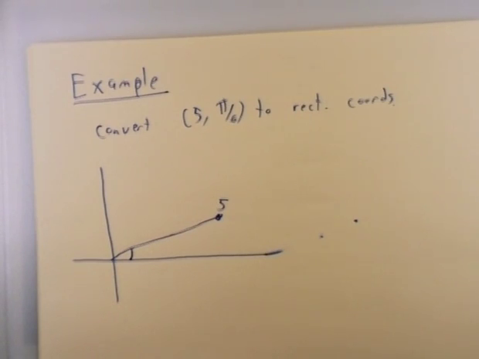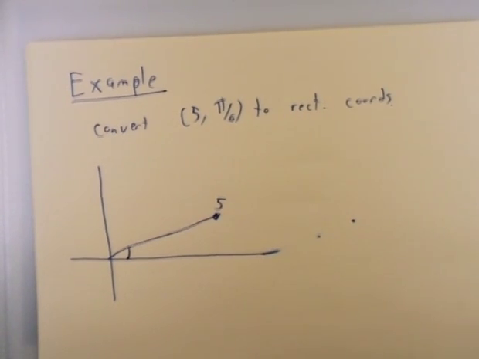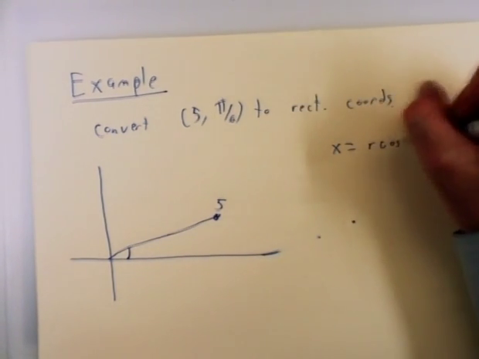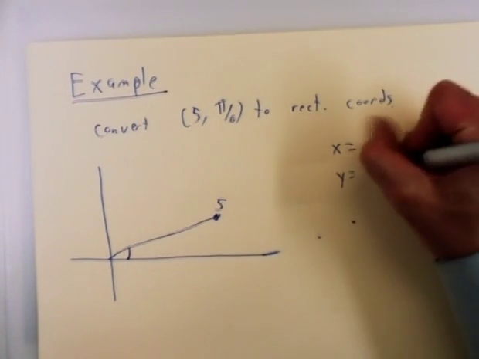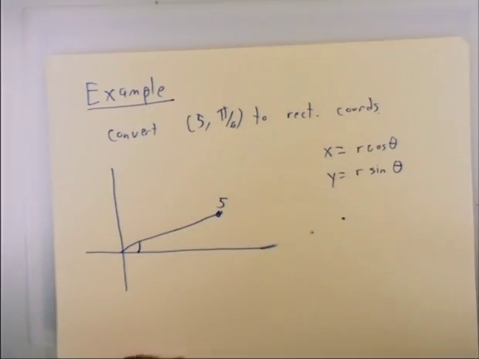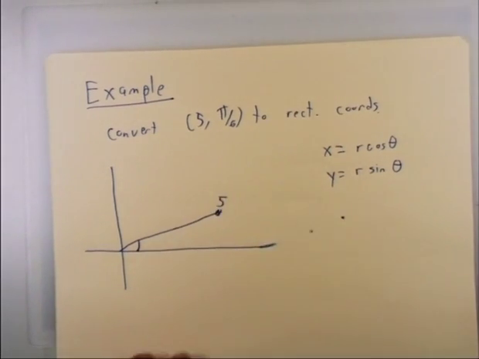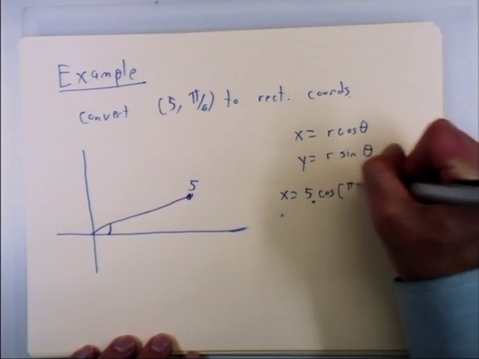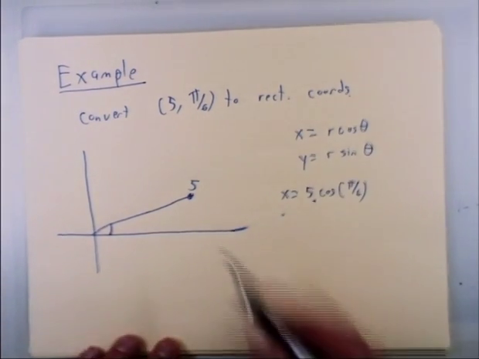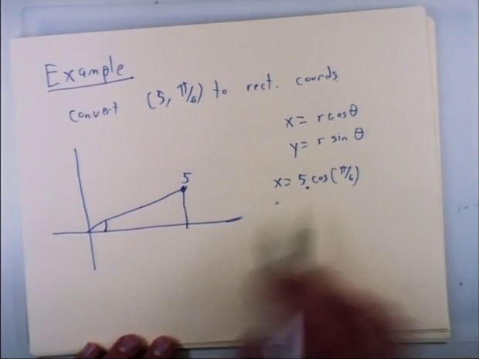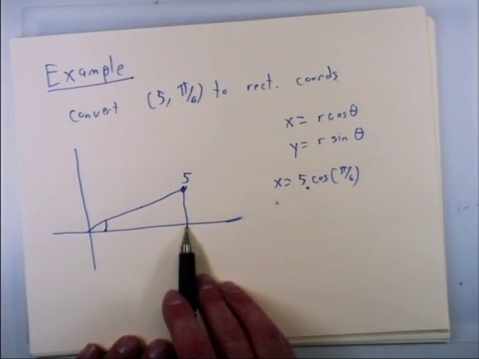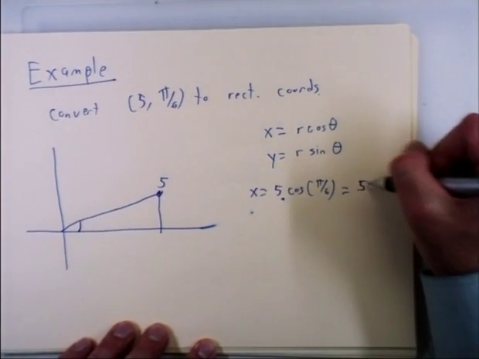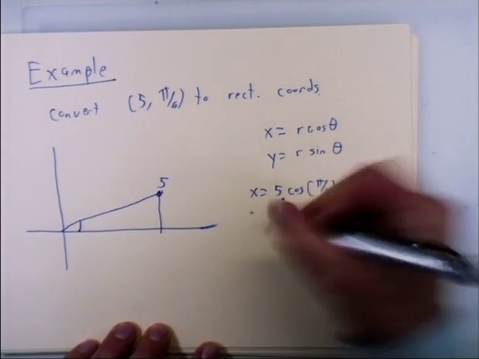How are we going to find rectangular coordinates? These are even easier than what we did last time. Remember our formulas? x equals r times the cosine of theta, and y is r times the sine of theta. Well, we know r, we know theta, so it shouldn't be too tough. x equals 5 times the cosine of pi over 6. Remember cosine is the x value, so the x value of the unit circle up to pi over 6 is root 3 over 2. So I have 5 times the square root of 3 over 2.